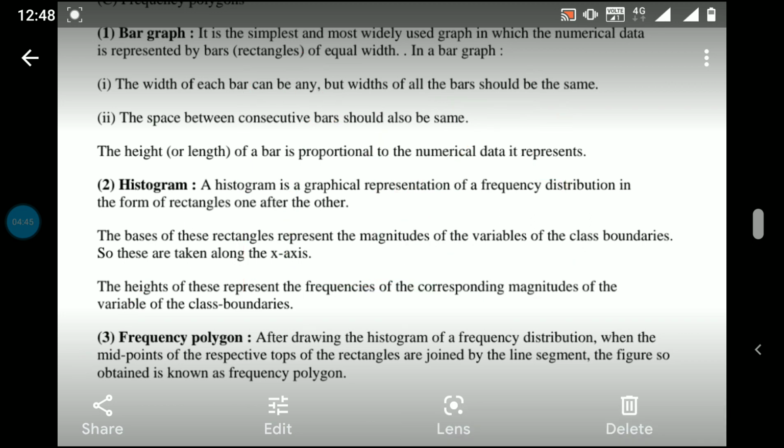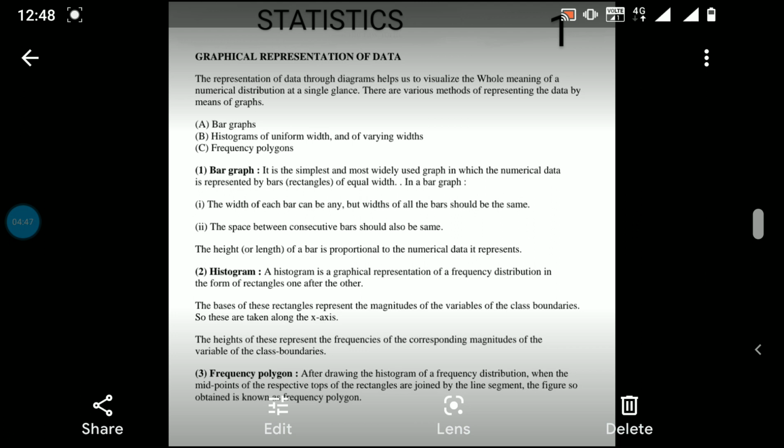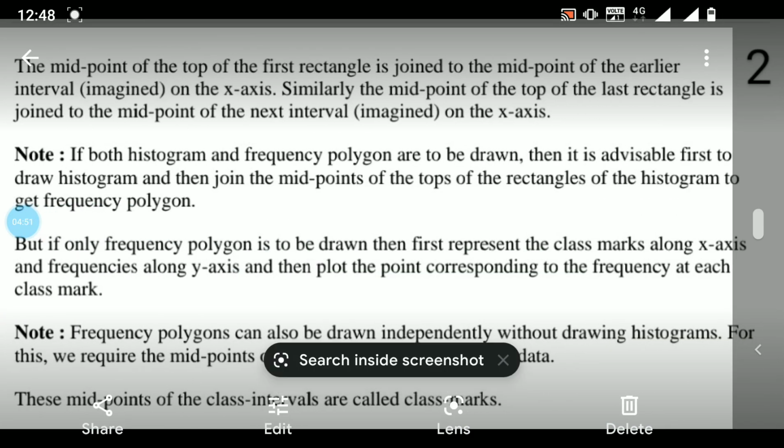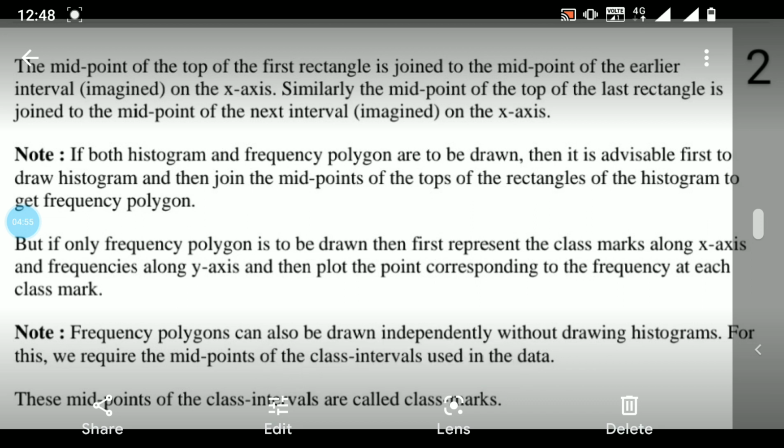Hope you understood: bar graph, histogram and frequency polygon. Some points are there that you can learn also. See here, the midpoint of the top of the first rectangle is joined to the midpoint of the earlier interval.